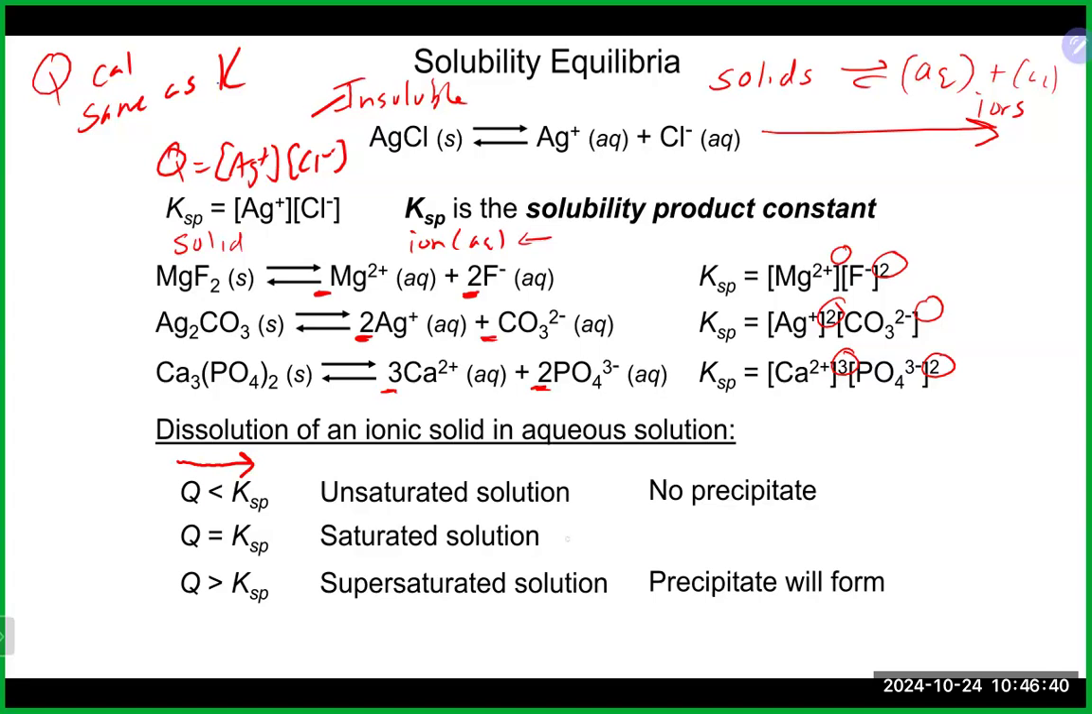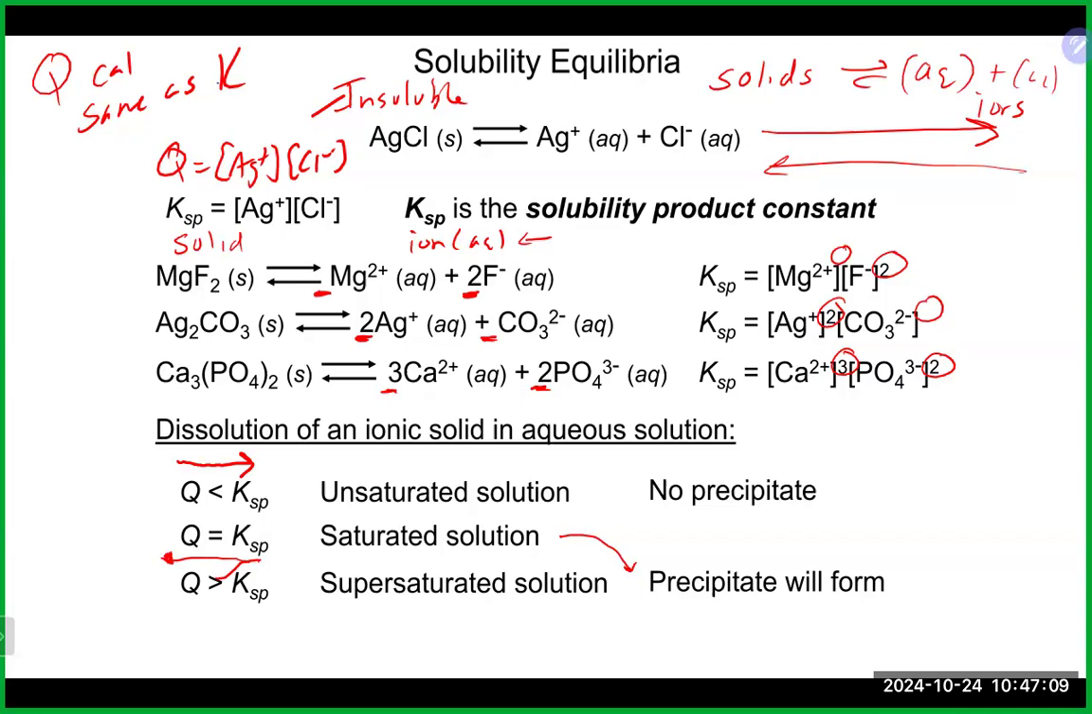So that's right on the edge of it. Now we're going to drop down to Q is greater than the Ksp value. Again, if you go opposite of where that's pointing, with Q on the left and K on the right, we go to the left in the equation, that is solids, which means you will have a supersaturated solution, which basically means you have way too much solute in that solvent. It's not going to dissolve, and you will get a precipitate that will form.